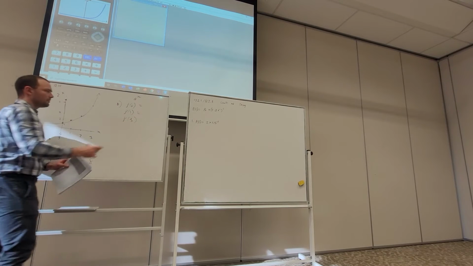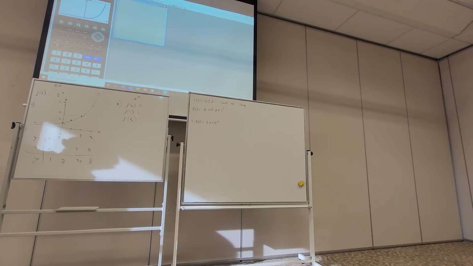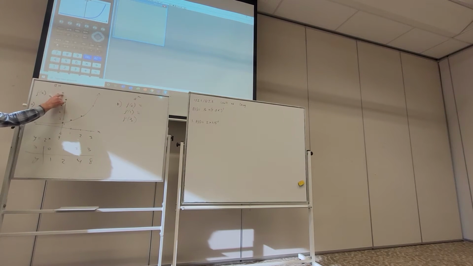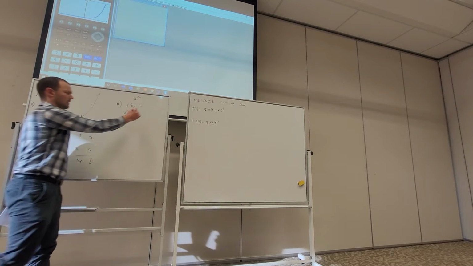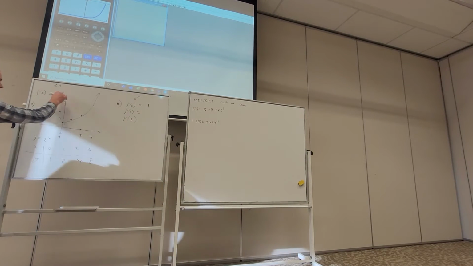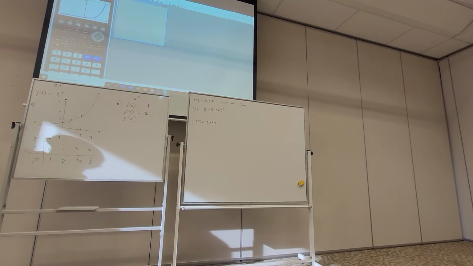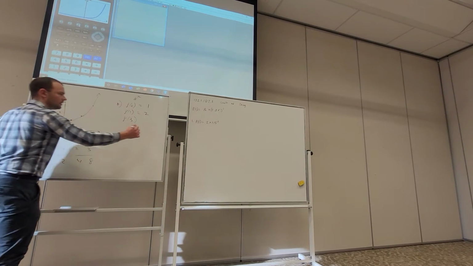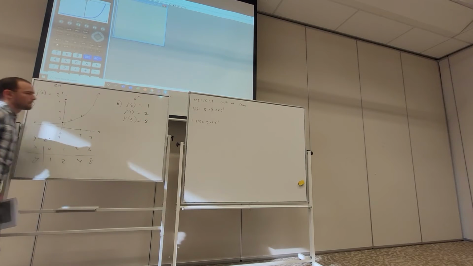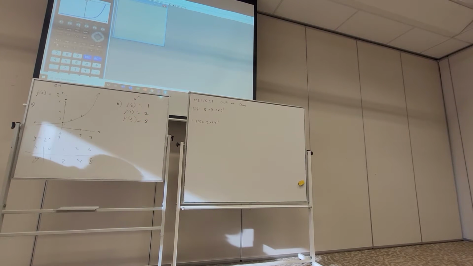So f of 0 means when x is 0, we put 0 where the x is, and we're going to have 2 to the power of 0, that's 1. When we put 1 there, we're going to have 2 to the power of 1, which is 2. And when we put 3 in there, we're going to have 2 to the power of 3, which is 8. So that's our answer for B.